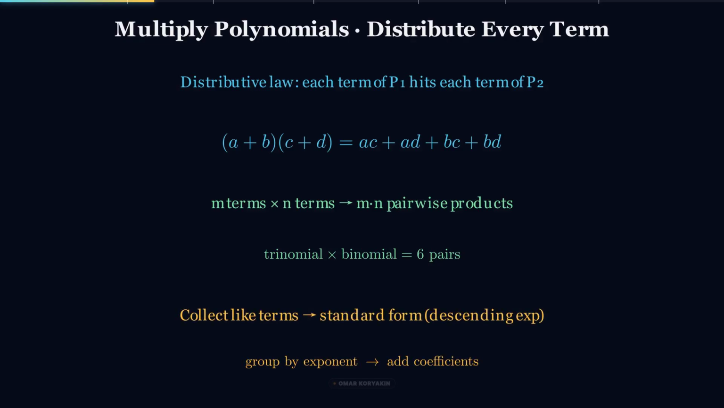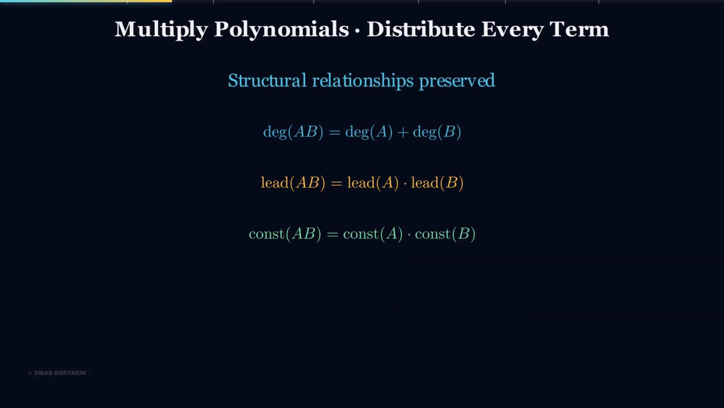When multiplying two polynomials each of more than one term, the work is the same. Every term of polynomial 1 multiplies every term of polynomial 2. If polynomial 1 has m terms and polynomial 2 has n terms, there are m times n pairwise products. After writing them all down, group like terms together and combine their coefficients to produce the final polynomial in standard form. Polynomial multiplication preserves structural relationships.